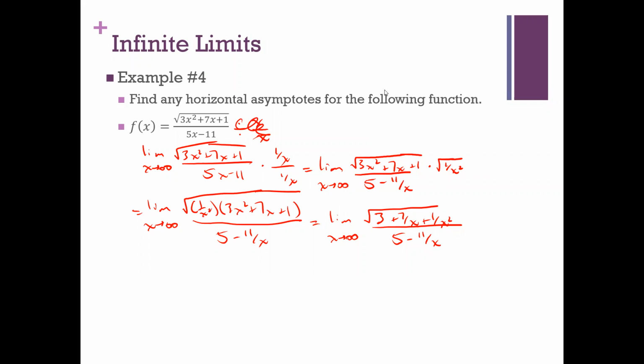Any questions there? Any thoughts about how to simplify this further now that we are where we are? Can we use any of those limit laws that we've used in the past?